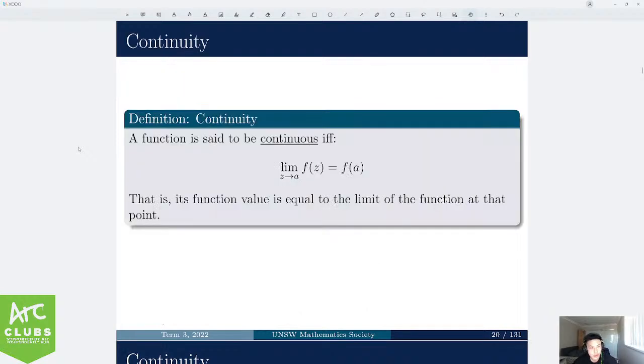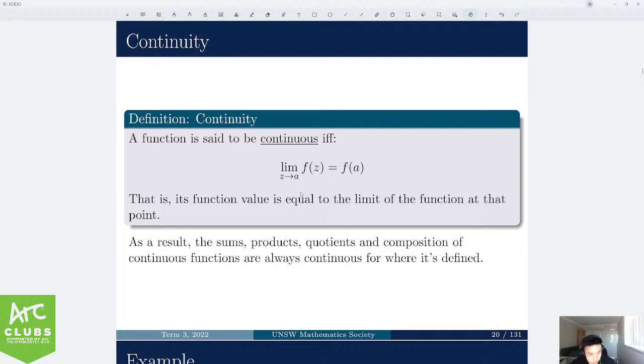Moving on to continuity. A function is said to be continuous if and only if the limit at that point is just the function value, f of a. So the limit as z approaches a of f of z is just f of a. The sums, products, quotients, compositions of continuous functions are always going to be continuous wherever they're defined, and that just carries over from our real analysis.